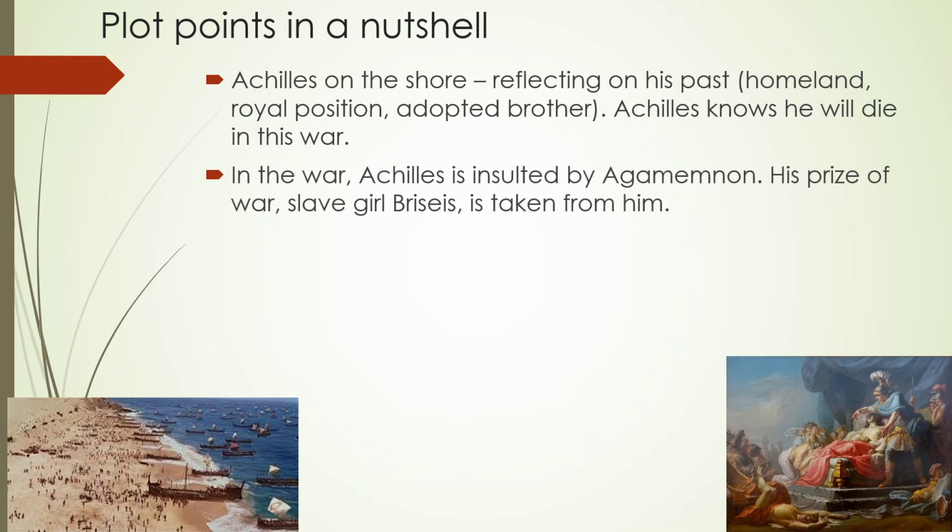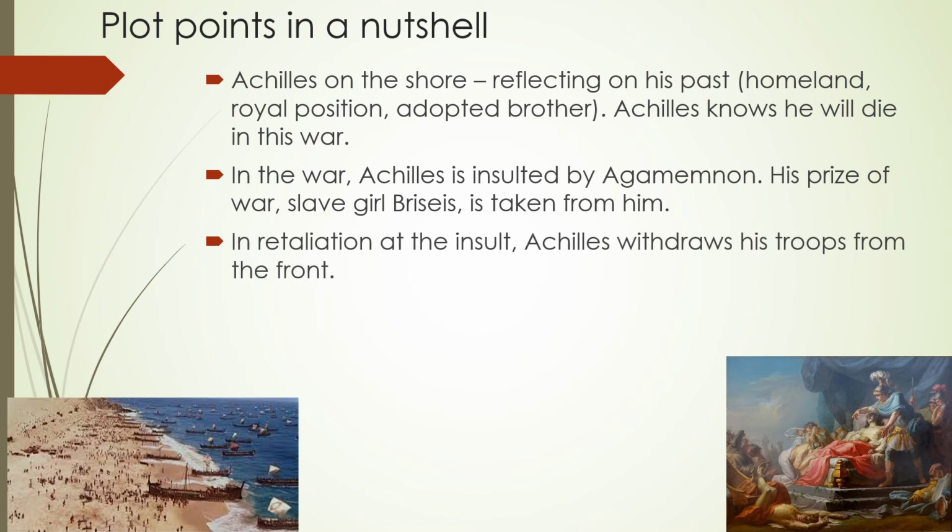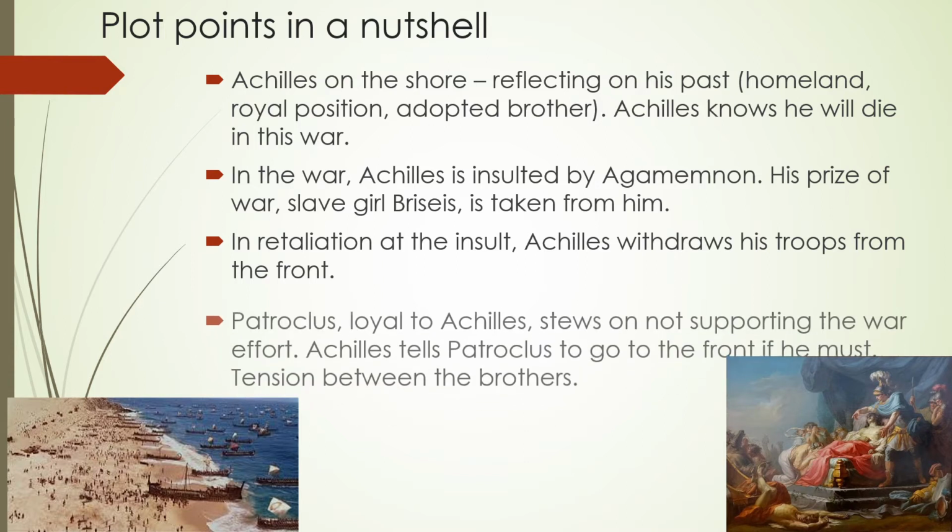In the war, Achilles is insulted by Agamemnon. His prize of war, a slave girl, Briseis, is taken from him. Because his prize is taken away by Agamemnon, Achilles withdraws his troops from the front. He gets so offended that he says, well, I'm not going to fight and my Myrmidons aren't going to fight either. So the whole of the Greek group of armies are unsure now. Their greatest warrior isn't going to fight, and so things don't go very well for them.